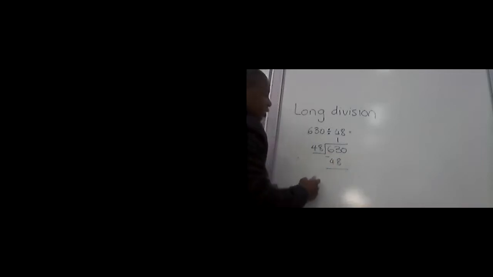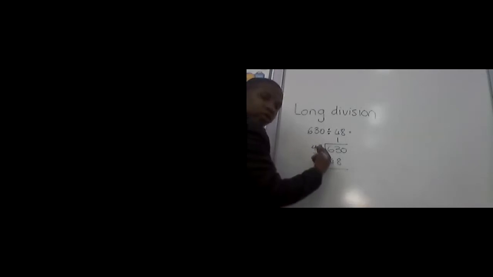We then subtract 3 minus 8. It's not possible. So we're going to take the 1 from the 6 and we'll be left with 5. Then the 3 becomes a 13 as we move the 10 to the other side. 13 minus 8 becomes 5. 5 minus 4 is 1.